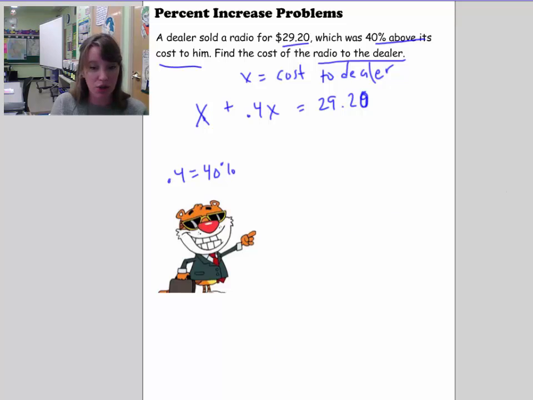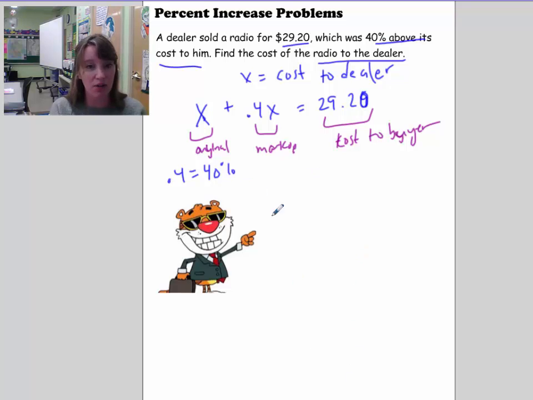Okay, so let's just go through these parts one more time. This right here is the original cost. This right here is the markup. And this right here is the cost to the buyer, or the sales cost, okay? This is the cost at which he's selling it for.